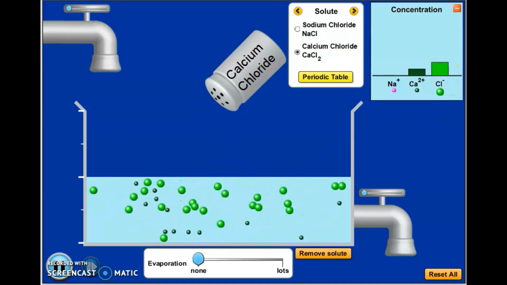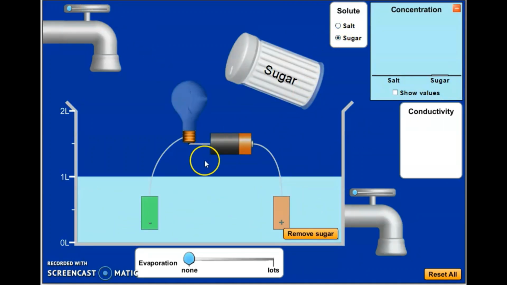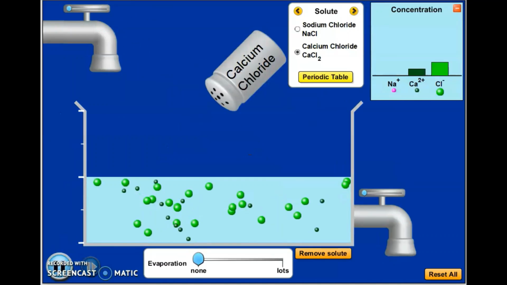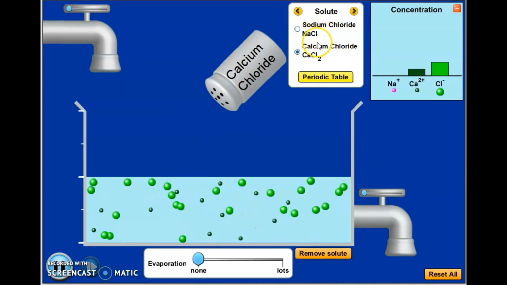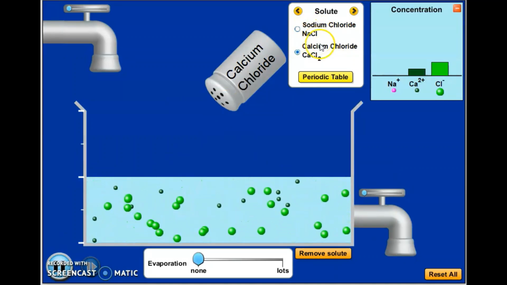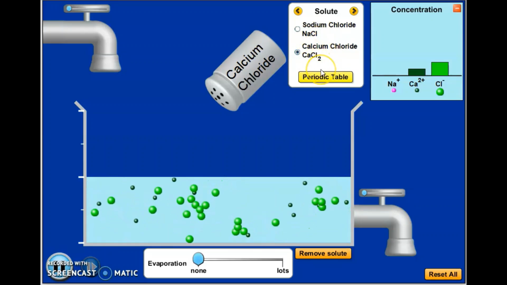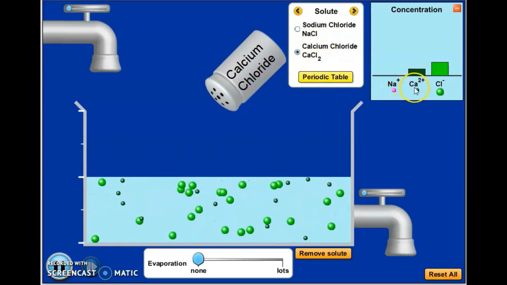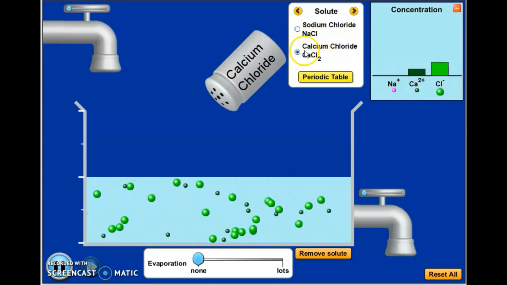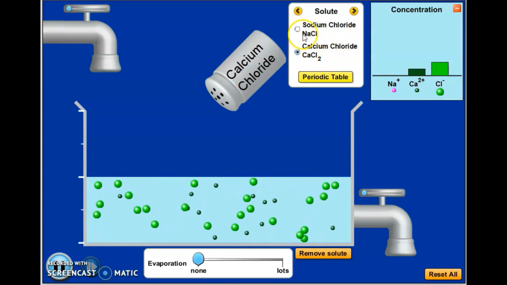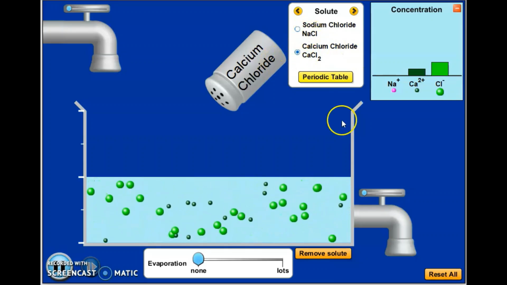So if I went back to my macro tab and added calcium chloride salt to this, I would have a greater conductivity and a brighter light than if I had the NaCl, the regular table salt. NaCl dissociates into 2 charged ions, Na+ and Cl-. Calcium chloride dissociates into 3 ions, 1 calcium and 2 chlorides. So you have more dissociated ions floating around with calcium chloride compared to sodium chloride.